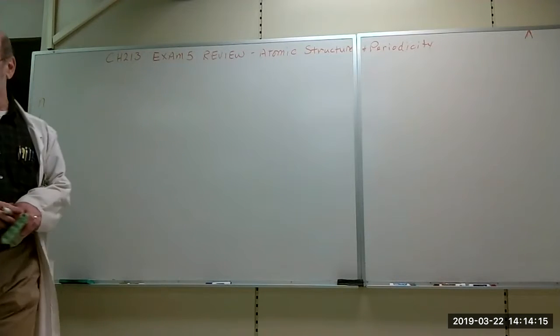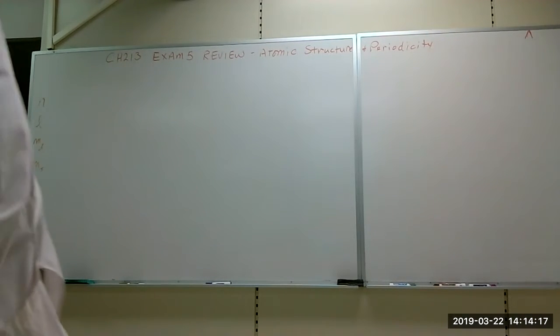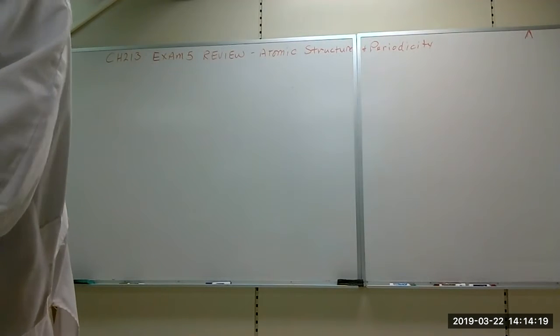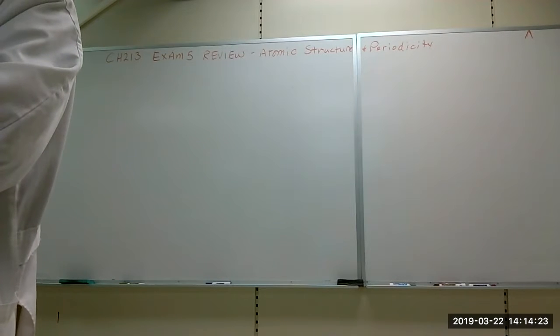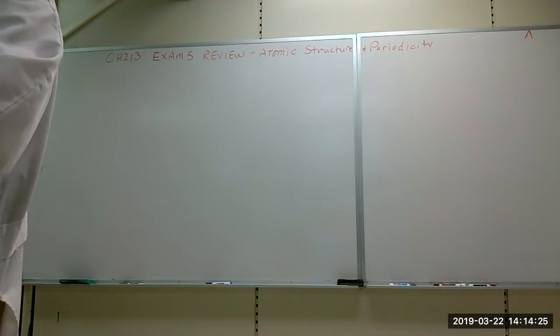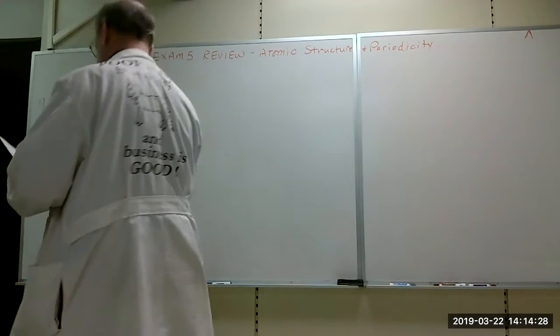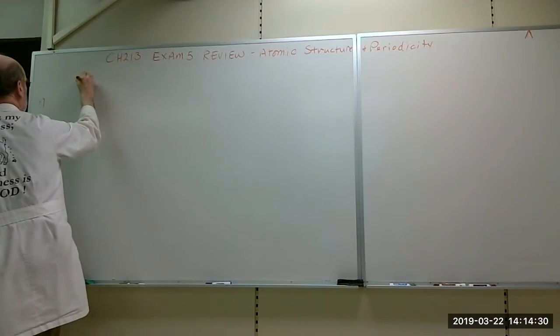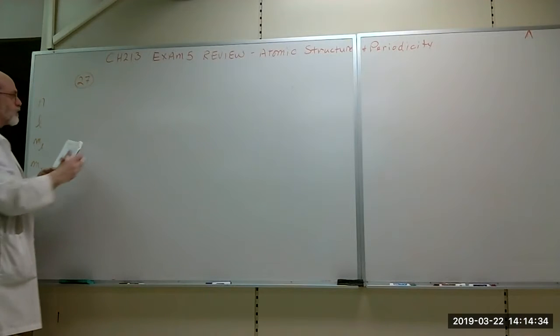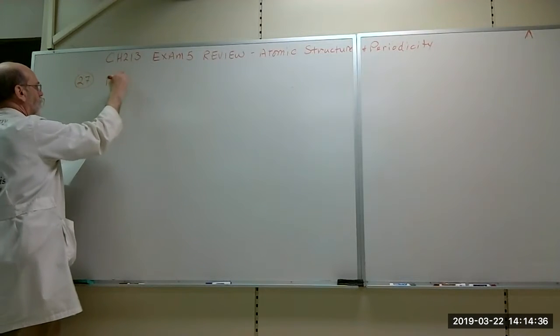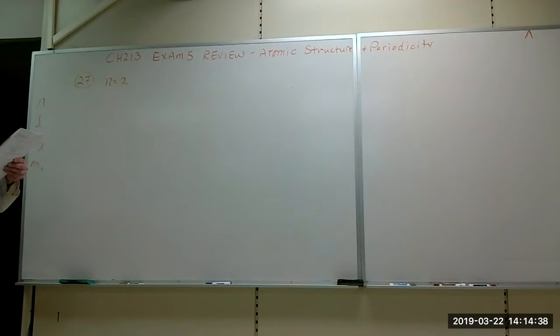That was 26. Let's see if there are any other freaky ones in here that we need to look at. Let's go ahead and do 27. 27 says, if n equals 2, how many orbitals are possible?